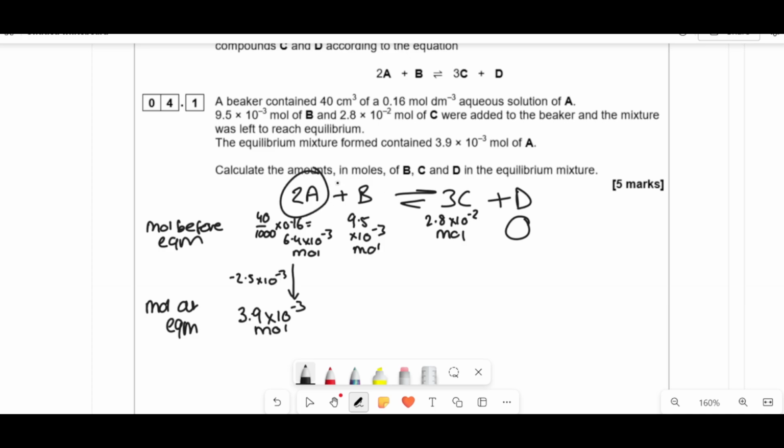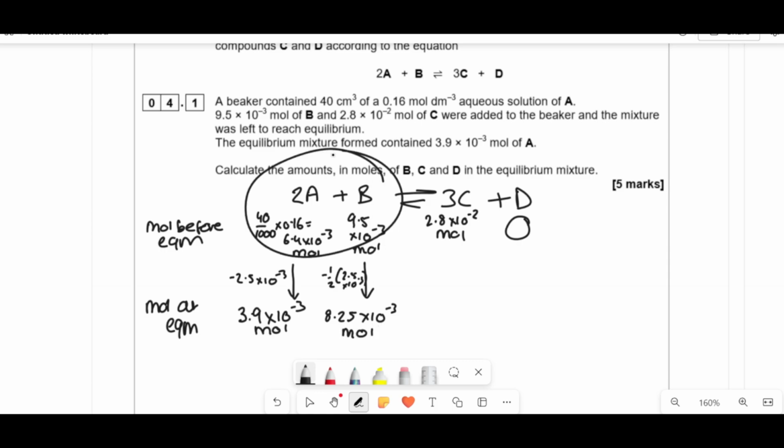Okay? Every two of these needs one of these to react to then make three of these and one of them. So if this is dropped, if we needed two of these to go, then a half of this many's got to drop. So in this case, it's going to be a half of the 2.5 times 10 to the minus 3, right? So it's going to be 9.5 times 10 to the minus 3 minus a half of that. So minus a half of the 2.5 times 10 to the minus 3, which means the moles of the B at equilibrium was 8.25 times 10 to the minus 3 moles, right?